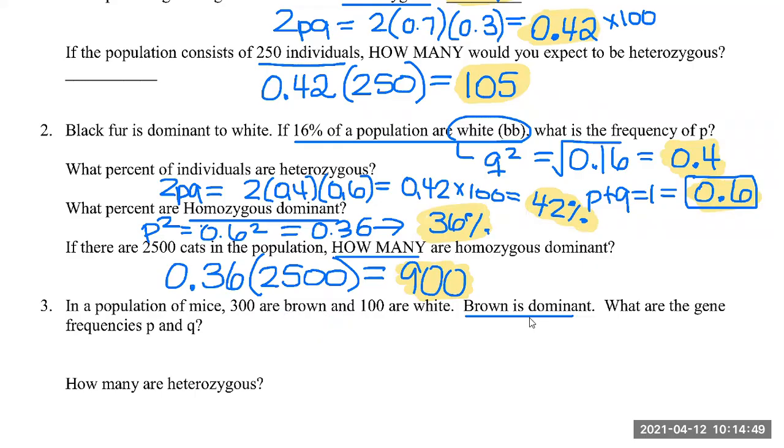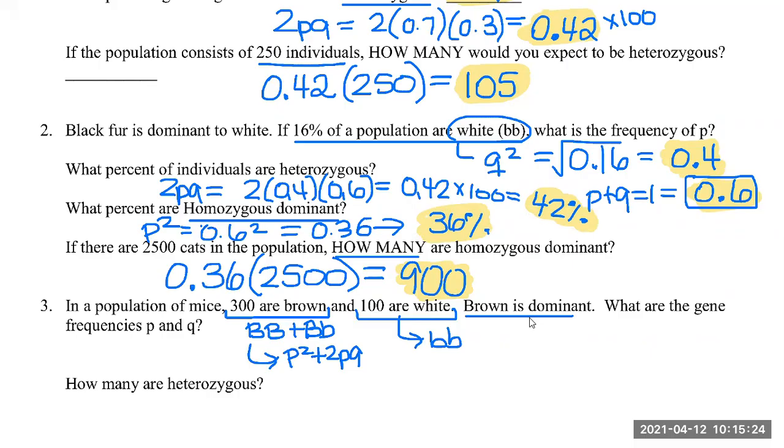If brown is dominant, then technically these 300 mice would include all of our homozygous dominant and all of our heterozygous. So technically this 300 would be P squared plus 2PQ. That's what it would be. It would not be P squared. It would not be our homozygous dominant. But here's the thing. The 100 that are white, we know that they can only be little b. That's the definition of recessive, right?